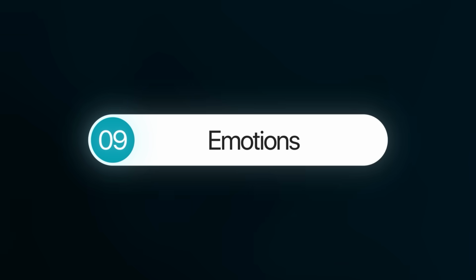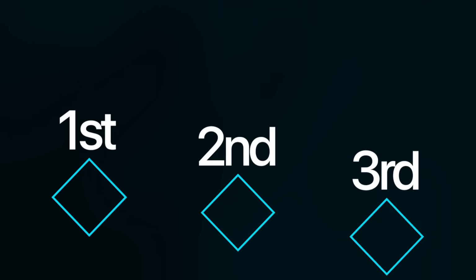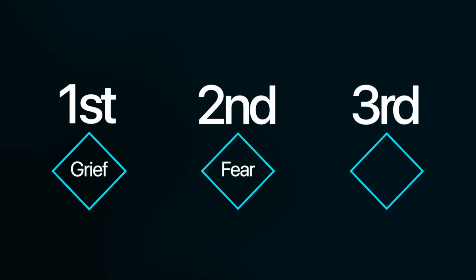So we've tested quality, motion, realism, and sound. But what about the most human thing of all? Emotion. Not just the expression, but the progression, the shift from one feeling to the next. That's what separates a good generation from a great one. So I tested 3 scenarios on both models: grief, fear, and joy. And the results were really fascinating.